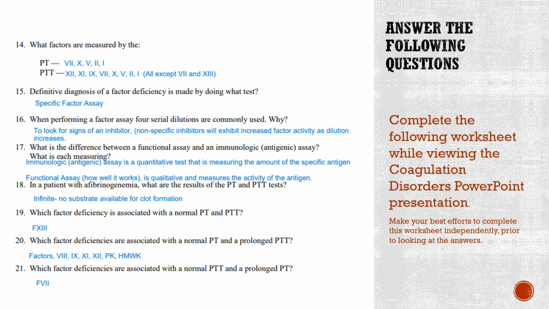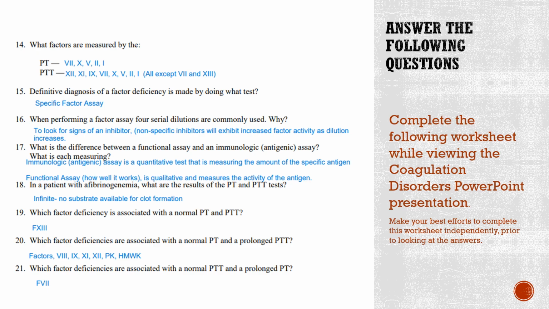Answer the following questions. Let's take a look at number 14. What factors are measured by the PT? Well, we know that factor 7 is measured by the PT because it is in the extrinsic pathway, but we also have the factors that are in the common pathway, which the PT measures as well, so 10, 5, 2, and 1. The PTT measures pretty much everything else with the exception of factor 7 and factor 13. But it also includes the common pathway factors.